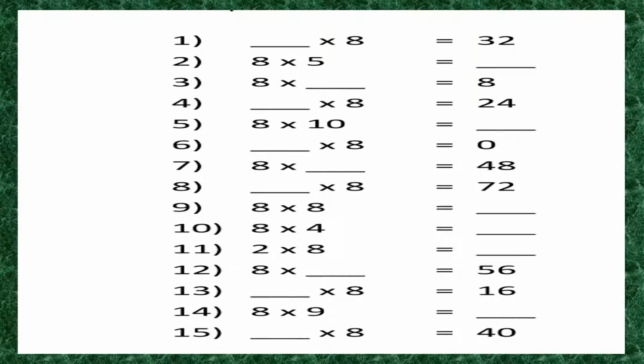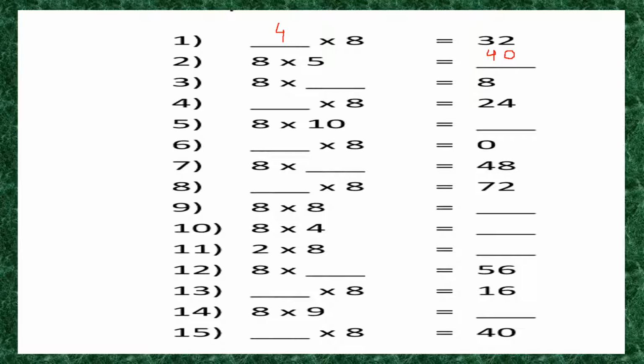Now as you know the tables, children, you have learned the tables by heart, you can easily solve it. Here I have taken the table of 8. In the first one, you have to write the blank part. Dash into 8 is equal to 32. That means you have to write the multiplicand which, when multiplied by 8, will give you 32. So 8 4s are 32 or 4 8s are 32. Now 8 5s are, children, you know what this is? It is 40.